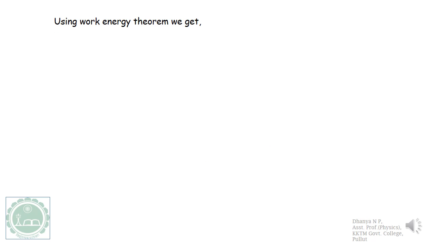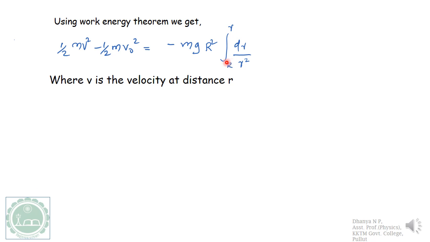Therefore, using the work energy theorem, we get half mv square minus half mv0 square is equal to minus mg R square integral from capital R to small r. Capital R is the radius of Earth. The particle is projected from the surface of Earth, that is, at the surface of Earth the value is capital R, where v is the velocity at a distance small r.